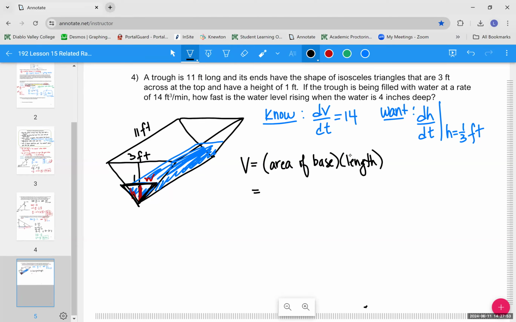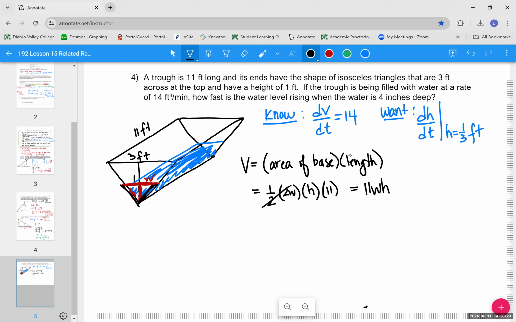The area of that triangle would be 1/2 base times height. The way I've written it, the base would actually be 2W, because I wrote the W to just be half of this width here, times the height, times the length, which is 11. So that would be V = 11WH, which is not a nasty equation at all.